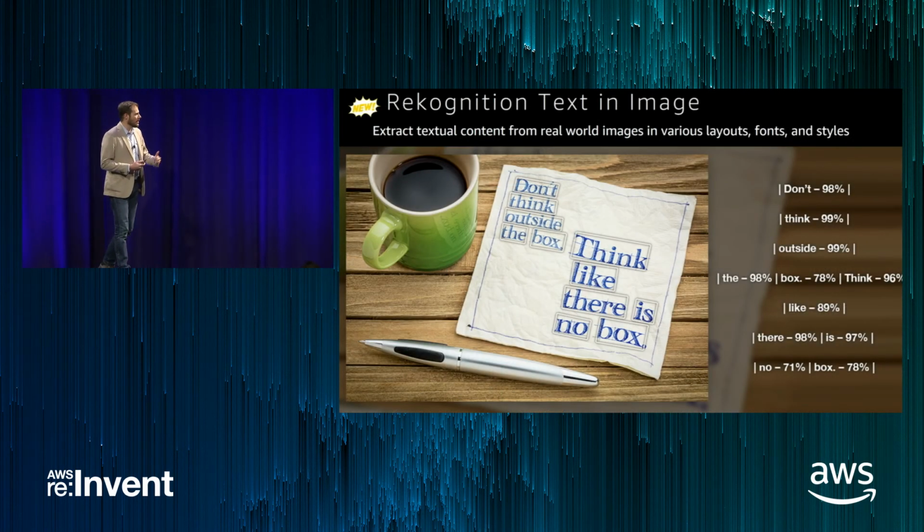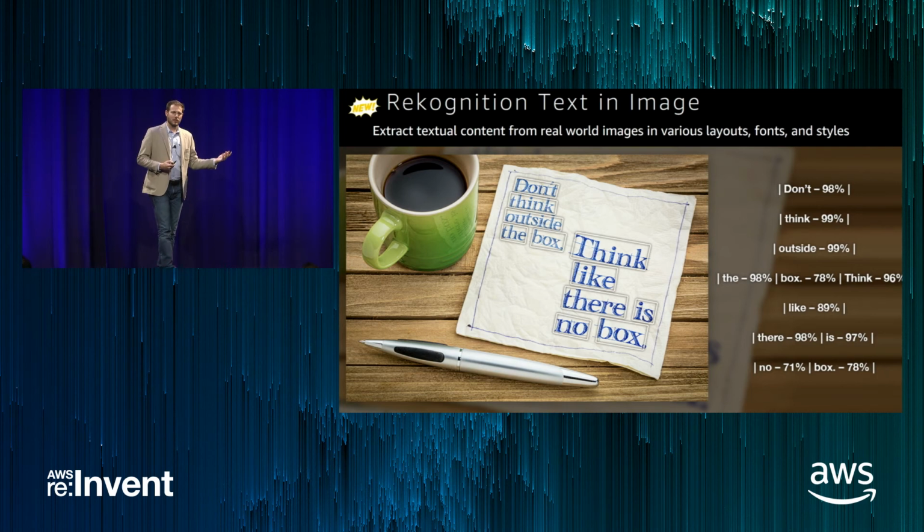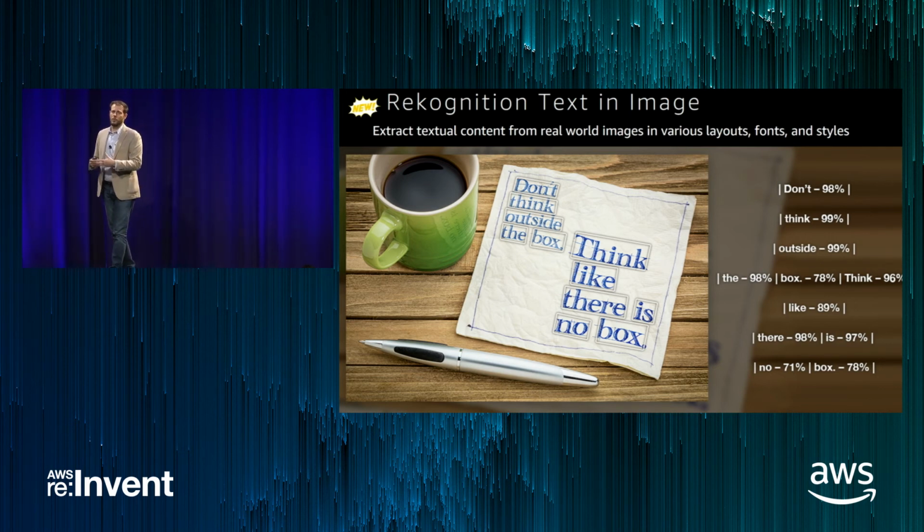As of last week, we announced text in image, which is something the customer had been asking for since the beginning, since we launched Rekognition. Text in image allows you to detect text in real-world images, which in science and research is called text in the wild or text in natural scenes.